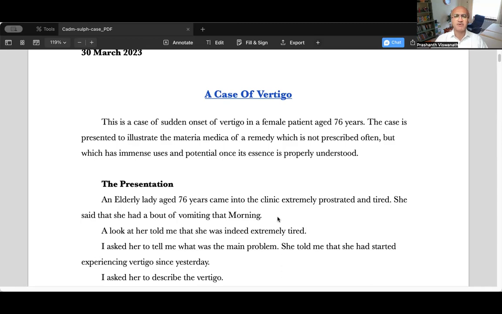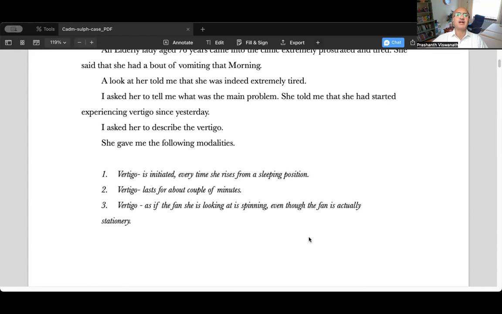And she was extremely prostrated, and she had just a bout of vomiting on that particular day. And this was the presentation. She came to my clinic. I asked her what the main problem was. She told me that she had started experiencing vertigo since the day before. And it started the day before evening. She gave me the following modalities.